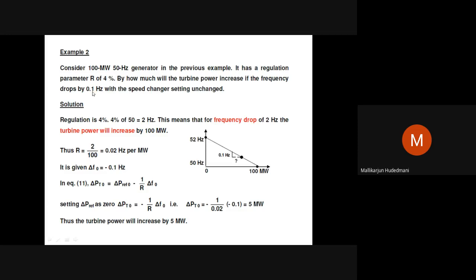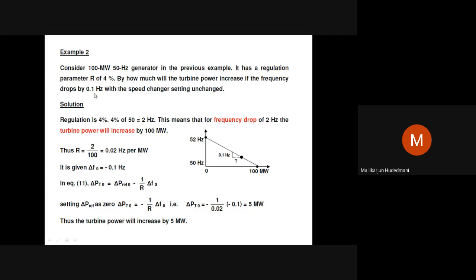Now for me, what is the compelled drop? Not 2 Hertz. It is only 0.1 Hertz. For 0.1 Hertz, what is the correction I have to do? To calculate that, I have to calculate the effect of regulation. Regulation is 2 Hertz divided by capacity, so much of 0.02 hertz per megawatt is the shift it is going to do.